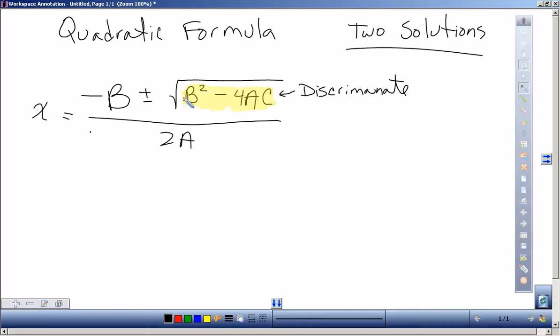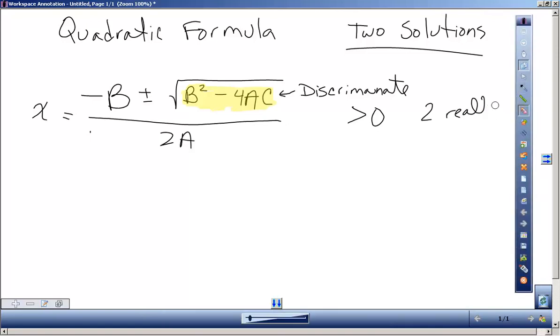And so, a special property about that little number. Things to remember: if the discriminant is greater than 0, then we're going to get two real answers, because when you take the square root of a positive number, you get a real number. So if it is a positive number, greater than 0, we're going to get two real solutions.